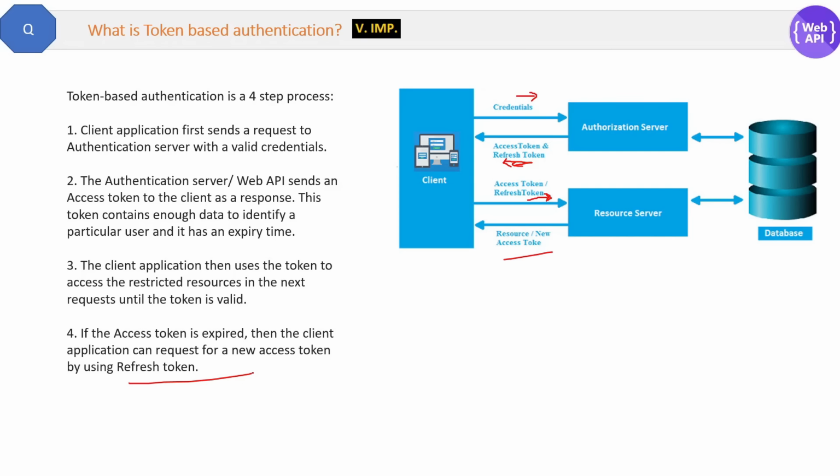So it is a 4-step process, and this is how it works: the client shares the credentials, then the Web API server shares the access token with the client. Then for any subsequent request, the client will send the access token with the request, and then the transaction will happen between the Web API server and the client. So that is all about token based authentication.